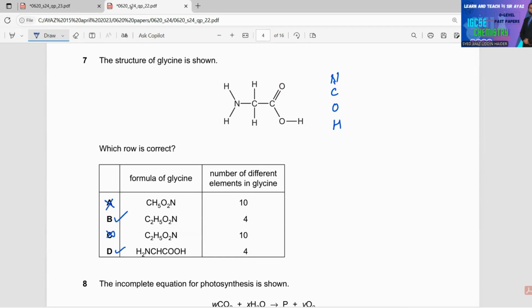What about the formula of glycine? We have 2 carbons, C2, only 1 atom of nitrogen, 2 atoms of oxygen, O2. What about hydrogen? 1, 2, 3, 4, 5, H5. C2H5O2N. So B must be the right answer in this case. D is the incorrect choice.